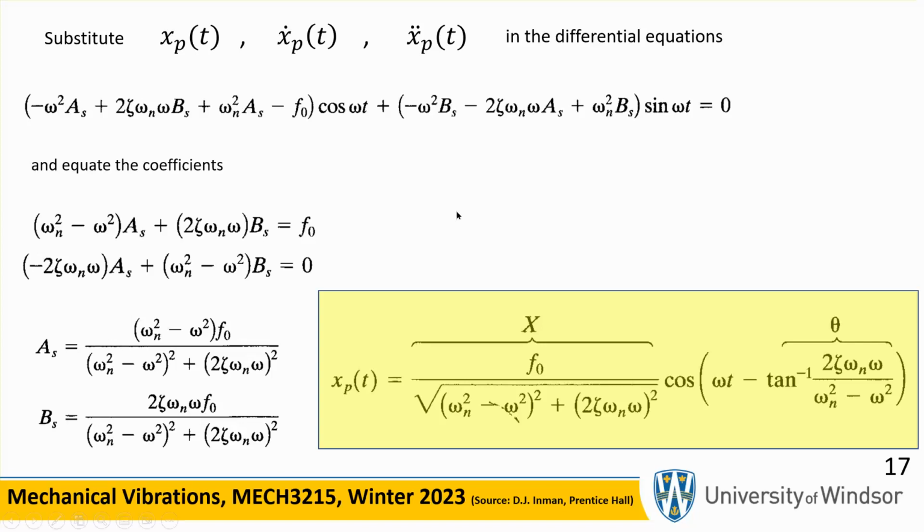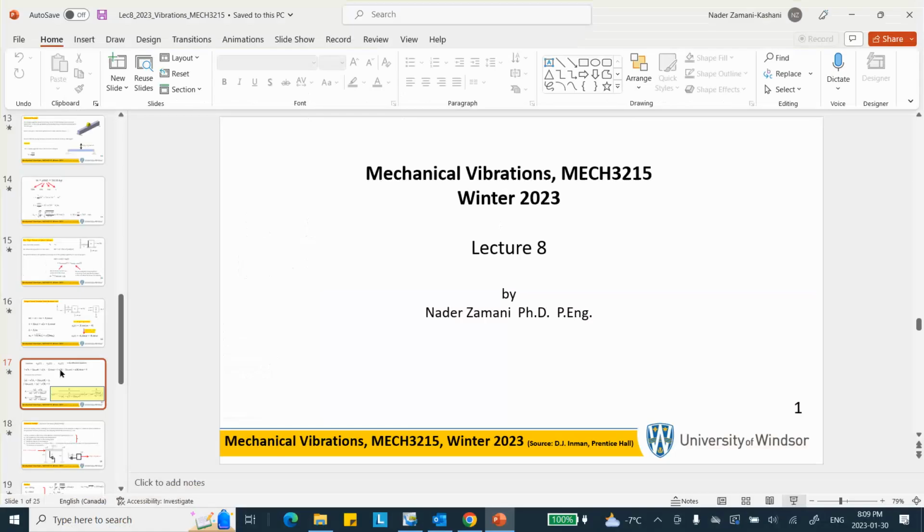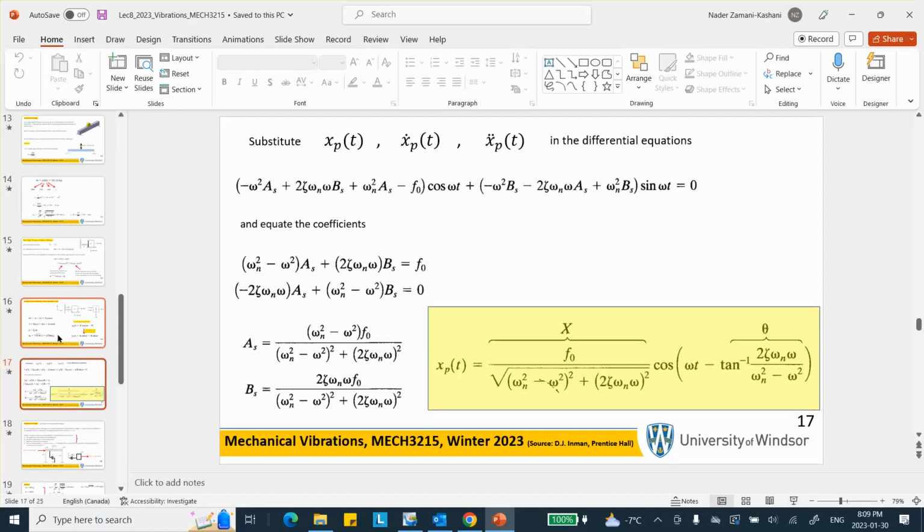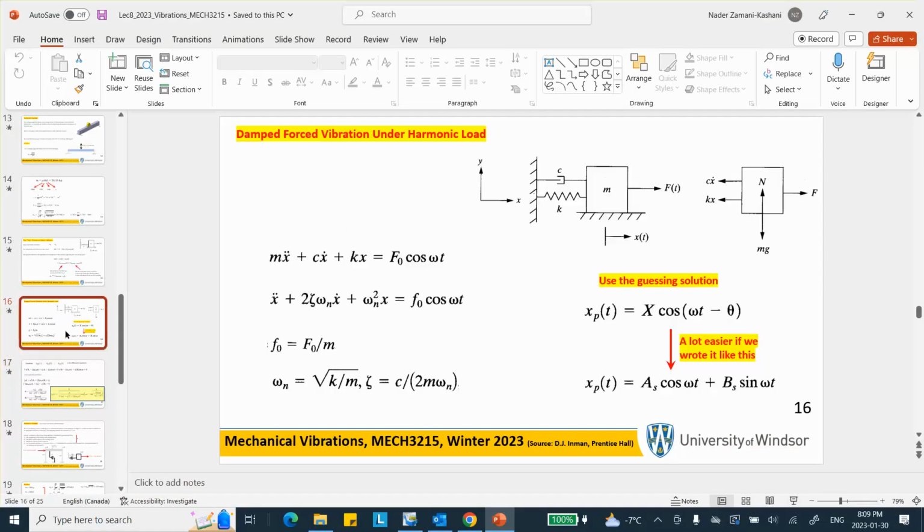Okay, remember, let me go back here. Remember, we want to write it like that. But we decided to take the high road. We wrote it in this form, AS cosine of omega t plus BS sine of omega t. These are the same frequency. That's what makes it work. You can combine these two.